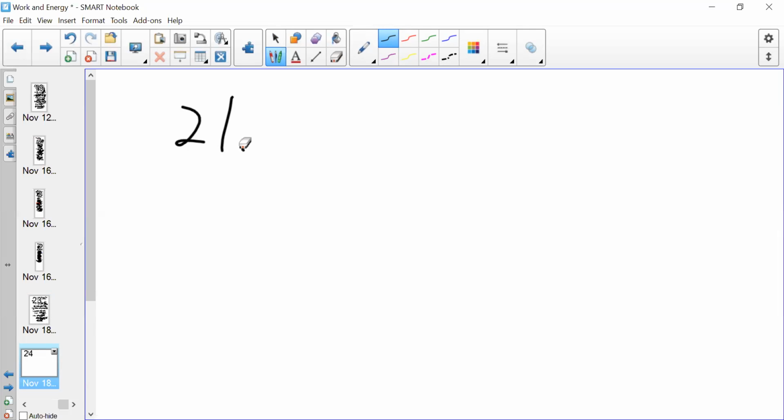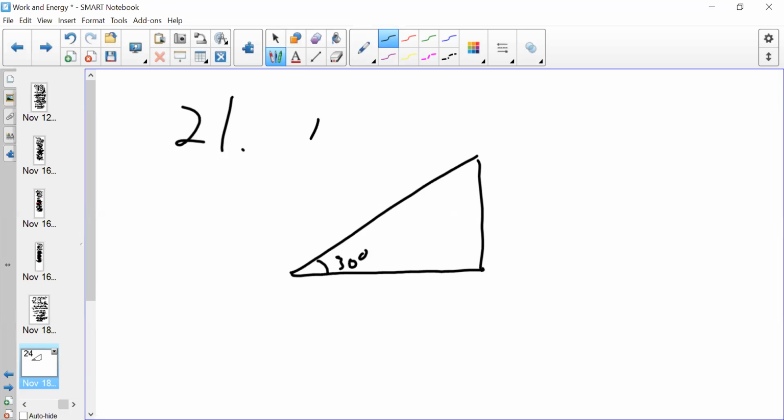Okay, flipping back a couple of pages to number 21. We have a ramp situation. 30 degrees there. A problem we didn't have for homework, but a nice practice problem.